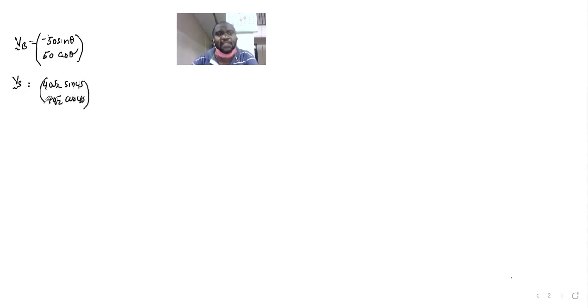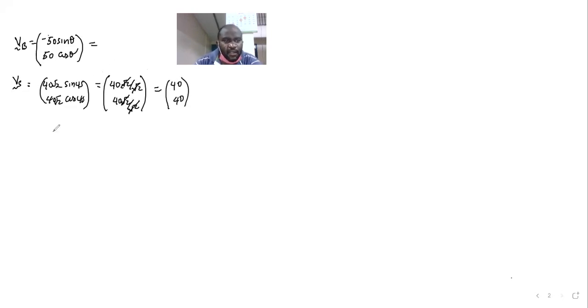In actual sense, the values of sine 45 and cos 45 are the same, and that value is 1 over root 2. So if it's 1 over root 2, this becomes 40 root 2 divided by root 2. Even here, you'll have 40 root 2 divided by root 2. I divide off the root 2, which leaves 1, and this confirms 40 and 40.